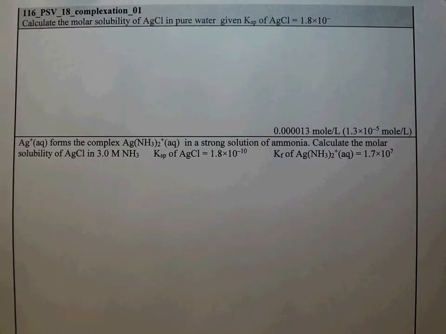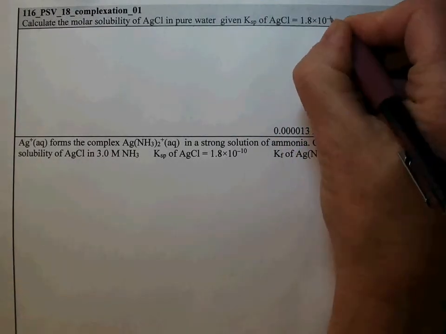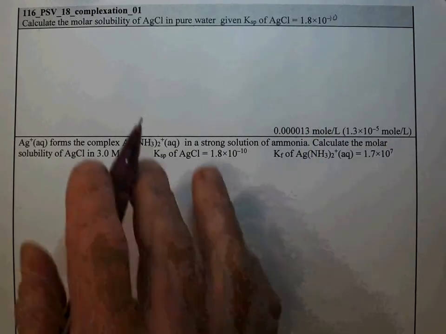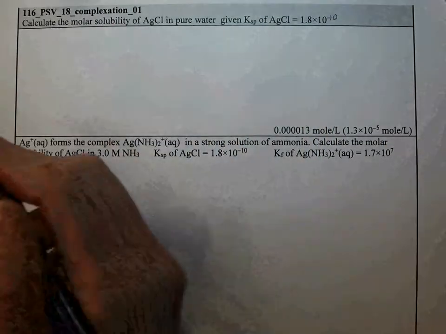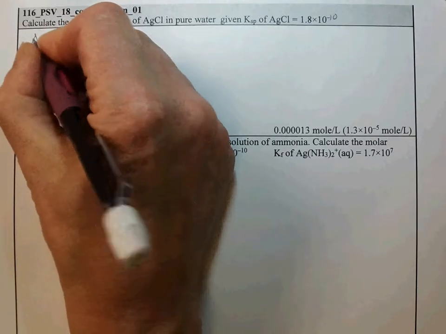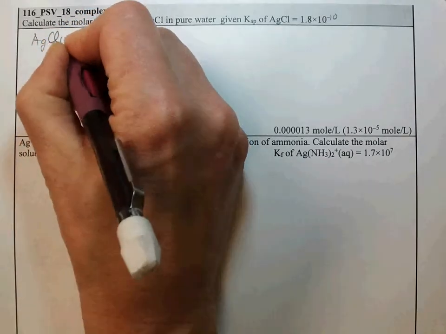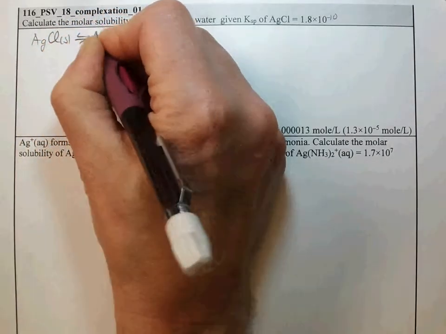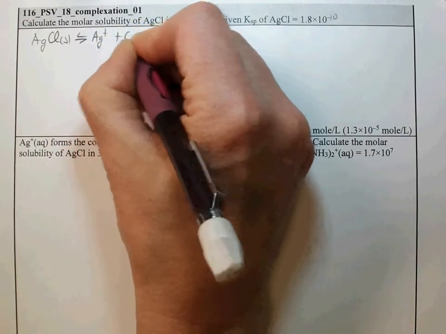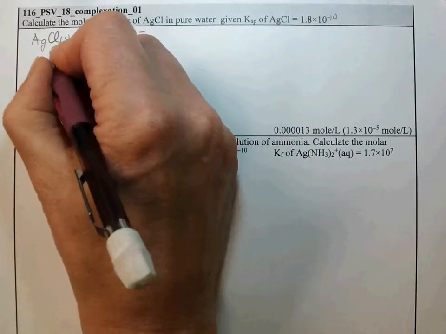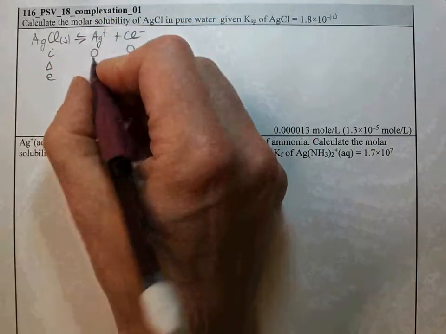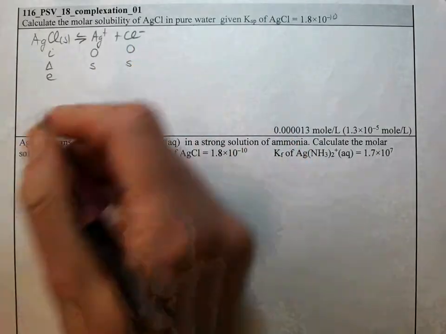This is a two-part solubility problem. We have first to calculate the solubility of this insoluble salt in pure water. Write out our balanced chemical equation, and our ICE table. Okay, so for every mole S that dissolves, we have S and S moles of our two ions.